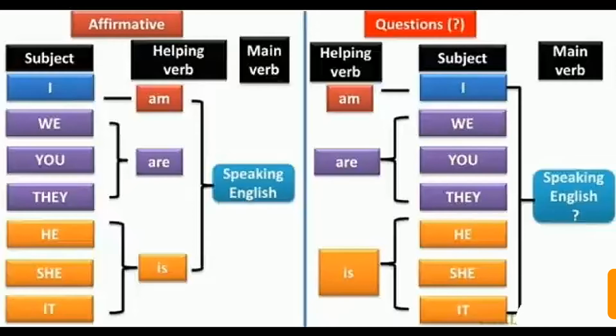And if the sentence is an interrogative one, means a question sentence, then the helping verb will come in the first part in place of the subject, and the subject will take the place of the helping verb. So am will come first, then I, then the main verb plus ing. In the same manner, are, we, you or they plus the main verb plus ing, and is, first of all is, then he, she, it, then the main verb, and automatically the sentence will become an interrogative one.